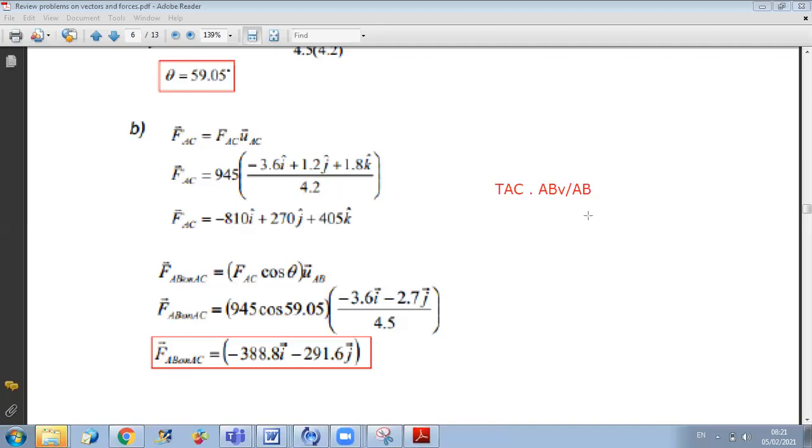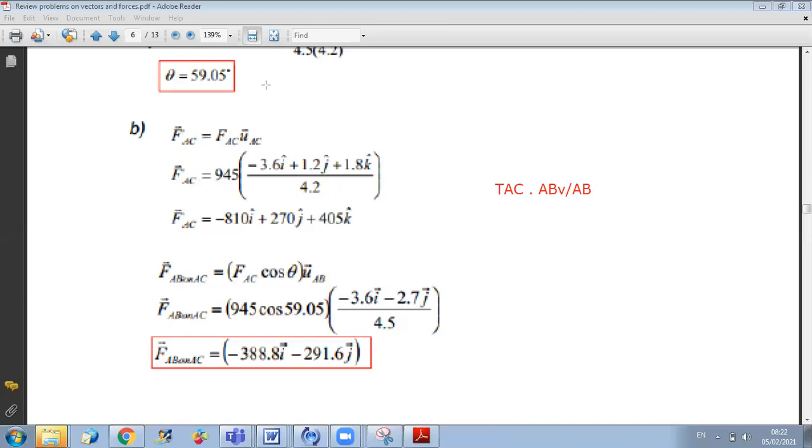Yes, here we are getting the projection of who? Of TAC, of vector TAC. So look here, you have already calculated the TAC vector. Here, for example, TAC is already calculated, okay? TAC vector is magnitude of TAC times unit vector of AC.